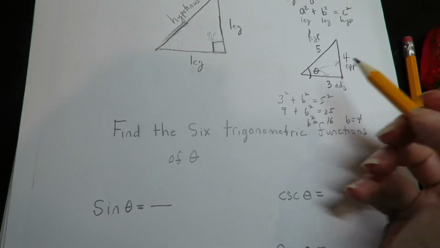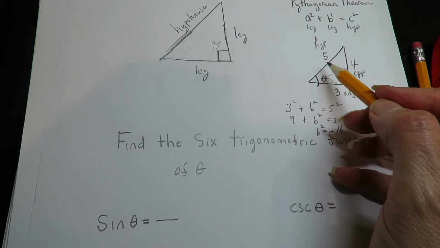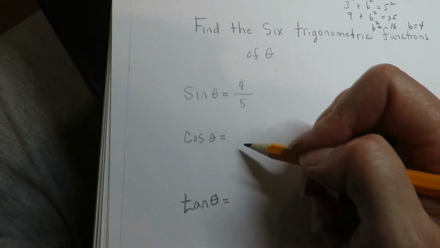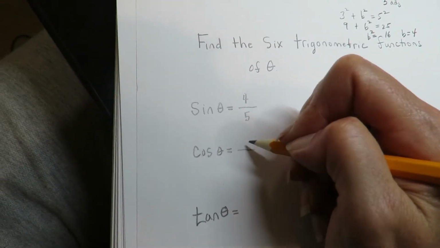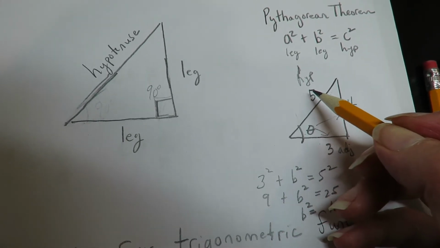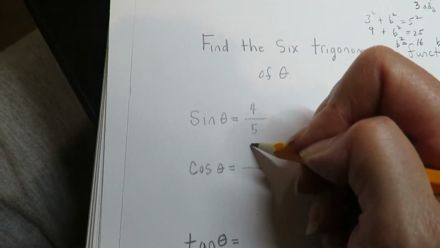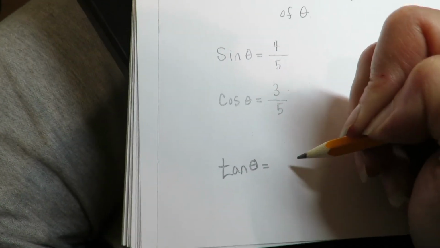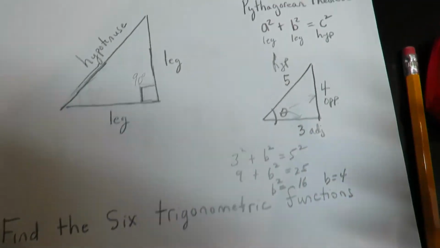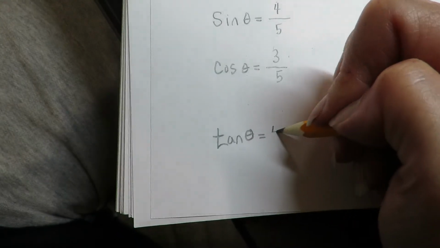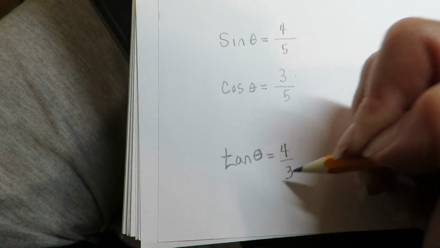Sine is the opposite over the hypotenuse, so it's going to be 4 over 5. The cosine is the adjacent over the hypotenuse, so that's going to be 3 over 5. The tangent is the opposite over the adjacent, so that's going to be 4 over 3.